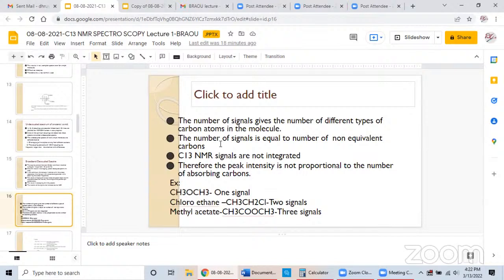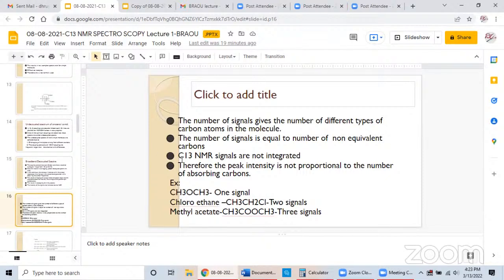In diethyl ether, you have 2 CH3 carbons and 2 CH2 carbons. But those CH3 carbons are equivalent, and those 2 CH2 carbons are equivalent. So you don't get 4 signals. How many signals do you get? You get only 2 signals. Why? Because only 2 non-equivalent carbons are there.